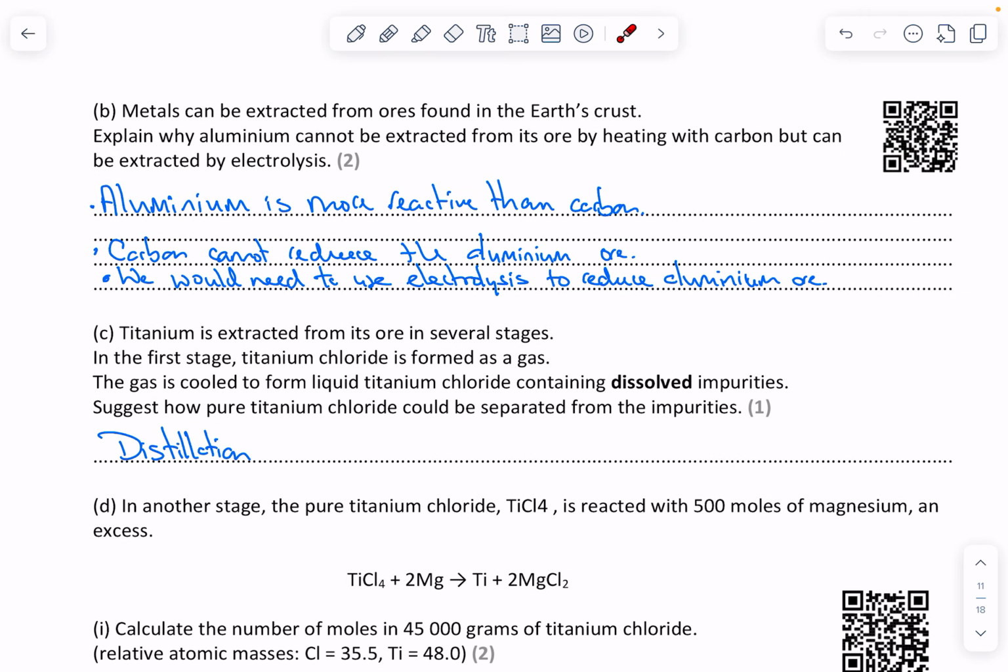Next one, so we can get metals by extracting them from the earth. Explain why aluminium cannot be extracted by heating with carbon. So the problem here is that aluminium is more reactive than carbon, so it's higher up in the reactivity series. Carbon cannot therefore reduce the aluminium ore. What we'd have to do is use electrolysis to reduce the aluminium ore. So the first mark is for this bit, and the second mark is for one of these two answers being present.